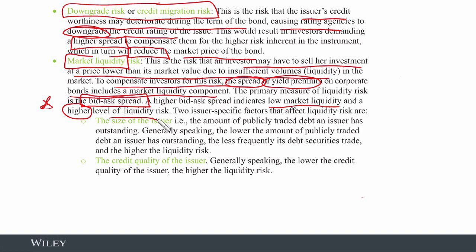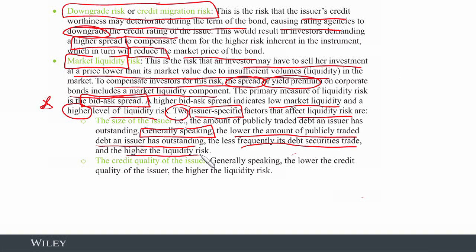The higher the spread, the higher the discount rate, the lower the value of the security. Now, there are two issuer-specific factors that are going to help us determine liquidity risk. One is the size of the issuer. Generally speaking, the lower the amount of publicly traded debt that issuer has outstanding, the less frequently that debt is going to trade, the higher the liquidity risk. So size is one of the key issues here.